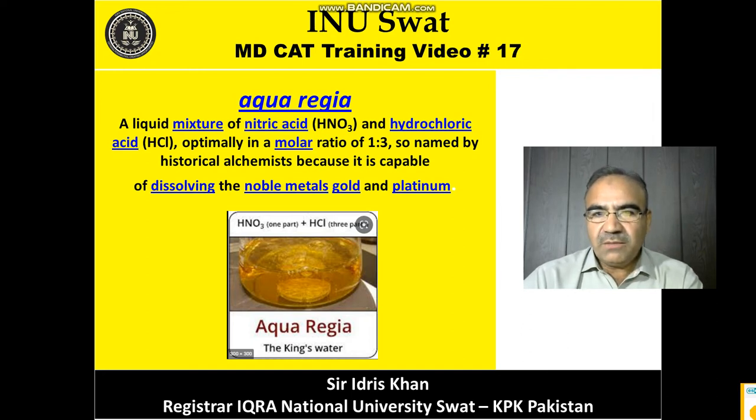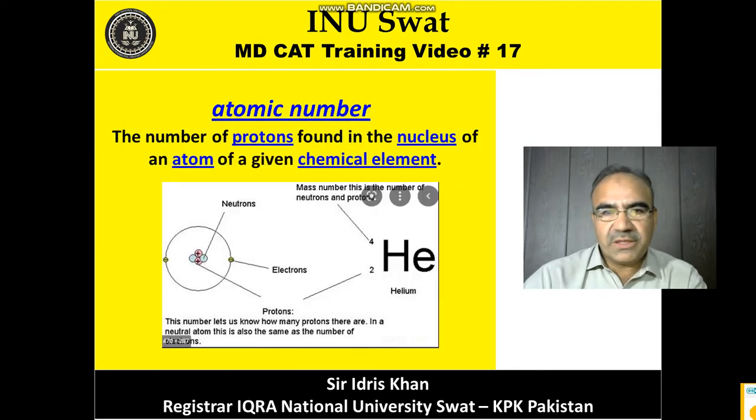That is 1 part of nitric acid and 3 parts of hydrochloric acid. When we combine them, this is called Aqua Regia. And why do we use it? Why do we need it in daily life or in practical life? Because it dissolves most of the noble metals, for example gold and platinum. So in order to dissolve these metals, you need Aqua Regia, which is a combination of nitric acid and hydrochloric acid in a ratio of 1:3.